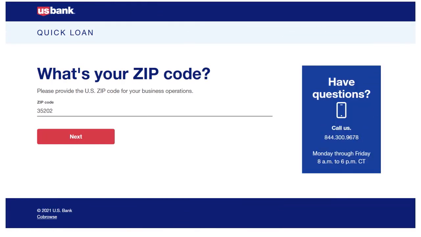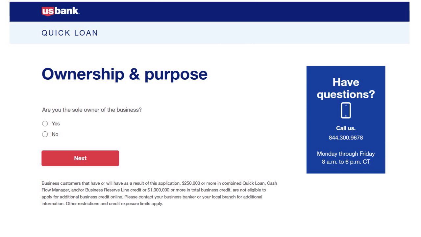U.S. Bank actually covers the whole United States, but there are some geographies that they choose not to do business within. So you really want to double check that with them. But you put your zip code. If you qualify, it will tell you anyway. So you click Next, and then they're asking you for the ownership and purpose.